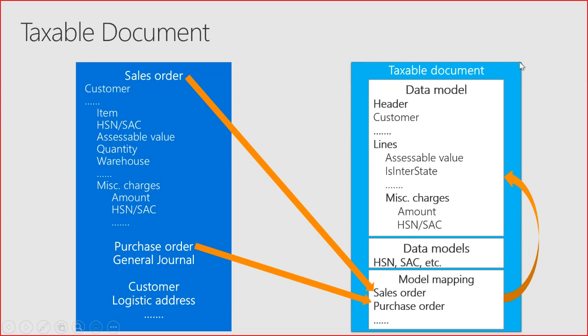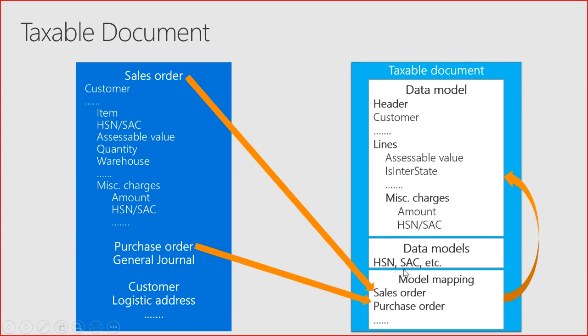And on the right side, it is the physical structure of the taxable document. So firstly, we have the data model. The data model is a tree structure with header, with line, and with several fields we think are relevant for tax. We have customer, we have accessible value, we have is interstate, we have miscellaneous charge. So these are all the fields which we think are relevant to tax.